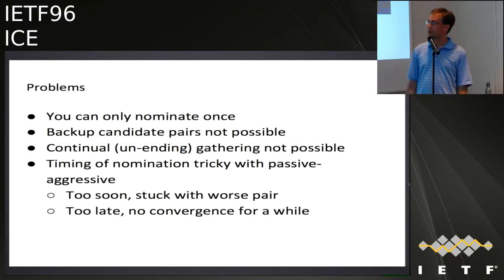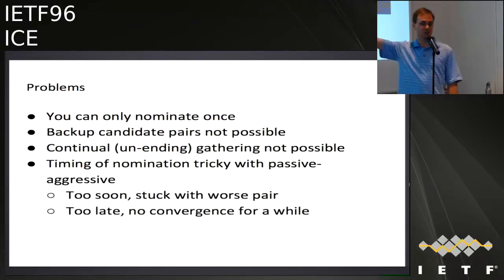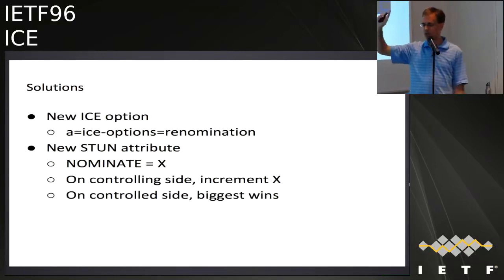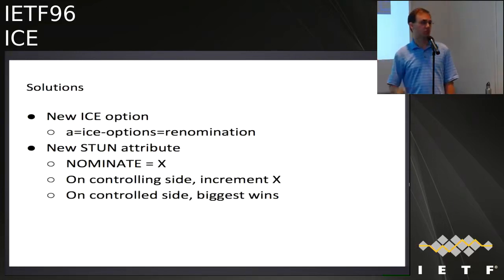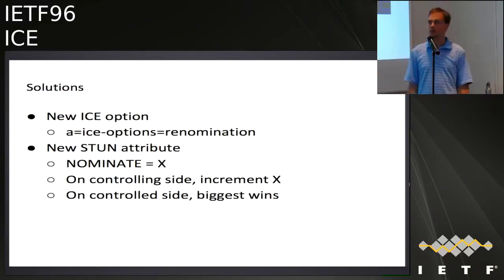So the solution is pretty simple. Basically you can imagine it as putting a value, call it X, on use candidate, but to avoid problems with backwards compatibility, just make a new STUN attribute, let's call it nominate. Every time the controlling side nominates, it increments the value. And then on the controlled side, it just picks whatever the biggest value it's gotten so far is. So this avoids problems with reordering of packets, but is basically last one wins. You can renominate anytime, last one wins.